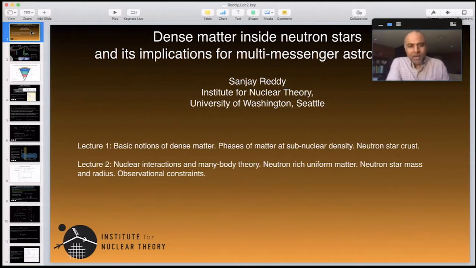So I'm going to focus today's lecture on understanding nuclear interactions and theories of neutron-rich matter, and then talk about neutron star masses and radii, and discuss what we've learned about neutron star structure from observations. We'll discuss more interesting phase transitions at high density in the next lecture.